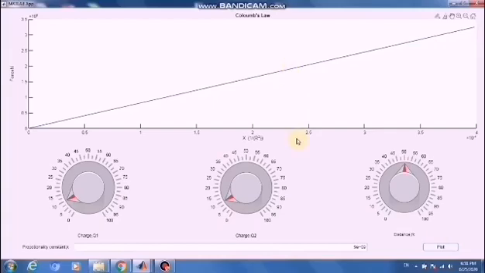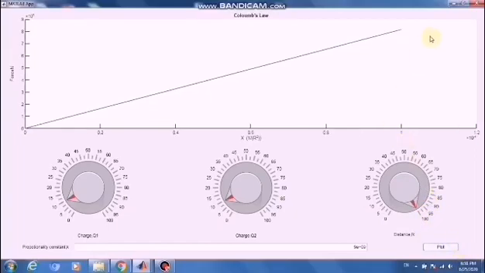even steeper this time. So to conclude, if the charges remain the same and we increase the distance between the charges, the force will decrease. And in this case, the graph will be steeper since the x-axis is 1 over r squared and not r.